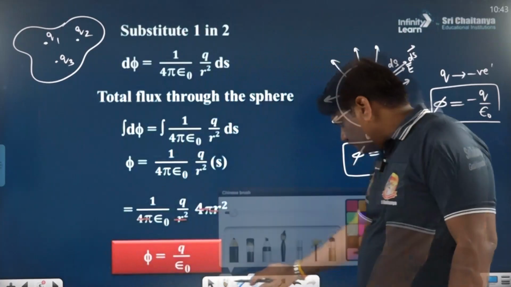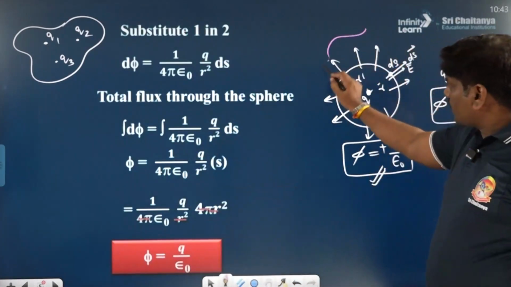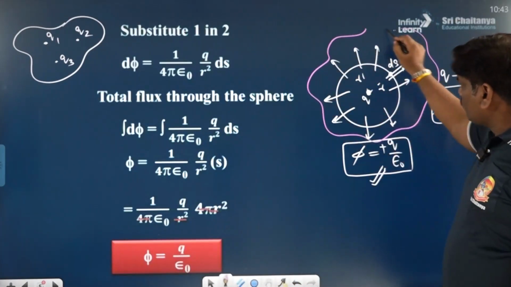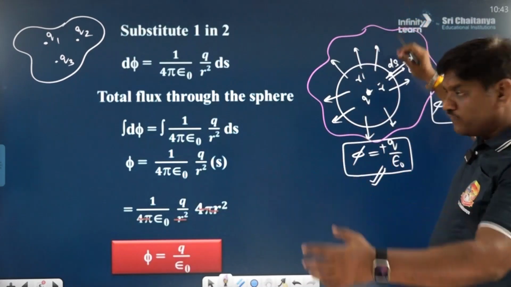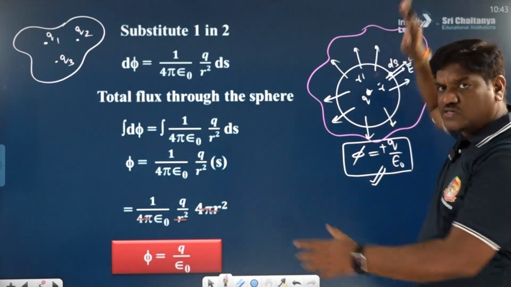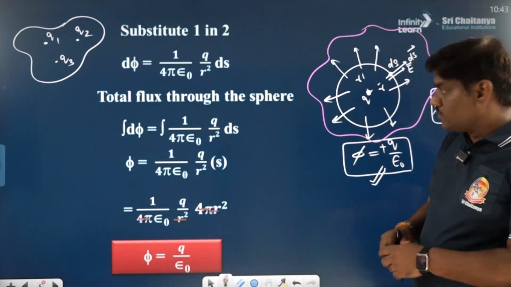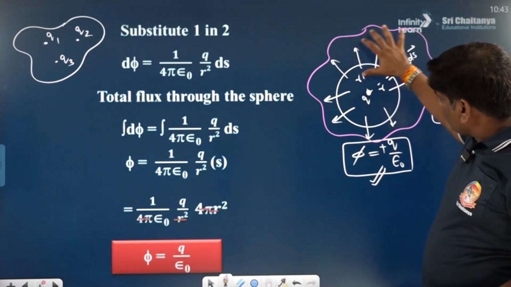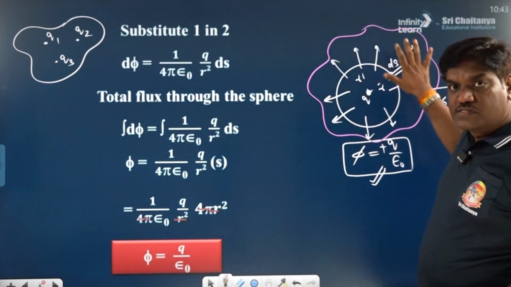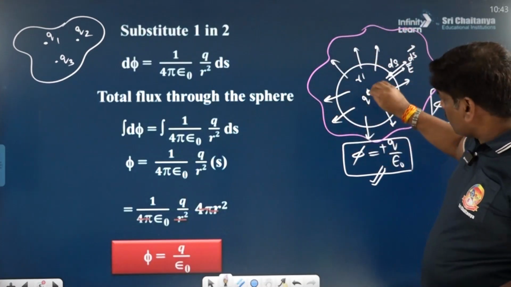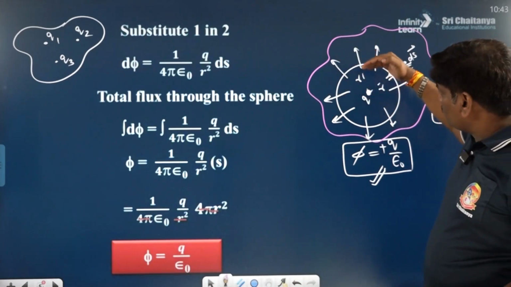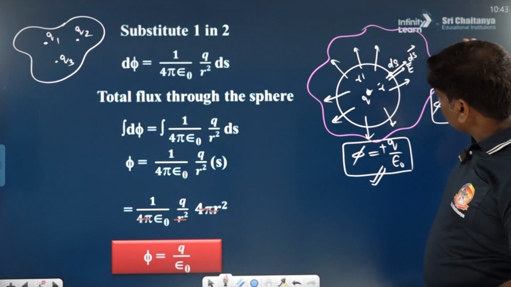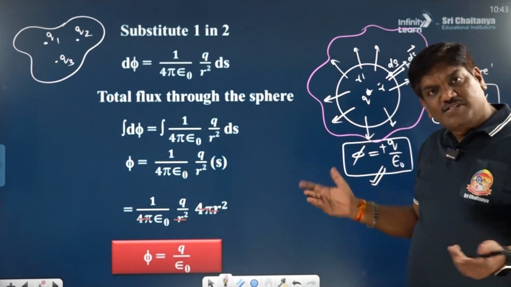Reason is that if I choose one random surface here, let us say there is some random surface which is enclosing this charge. The charge is spreading some number of field lines. Let us say 1000 field lines are coming out from this spherical surface. There will be no other charge in the vicinity of this random surface. That's why no additional field lines can be added or subtracted. That means the amount of field lines passing through this random surface is also the same.